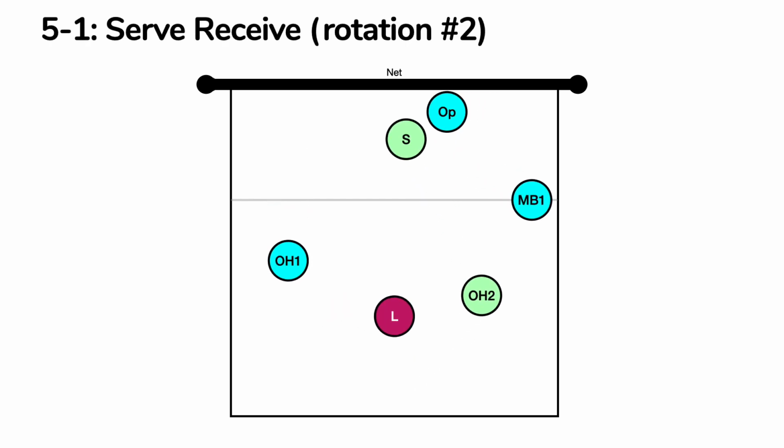When we're receiving serve, we want to get our setter as close to the net as possible, as close to their base position as possible, which means the opposite kind of hides against the net and the middle blocker stands out of the way on the right side.